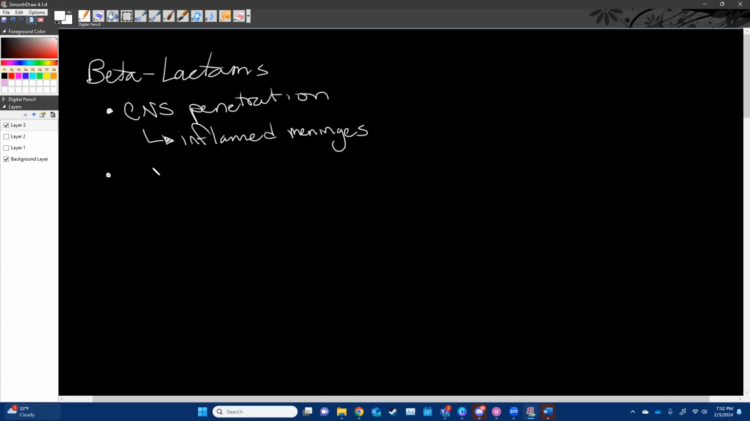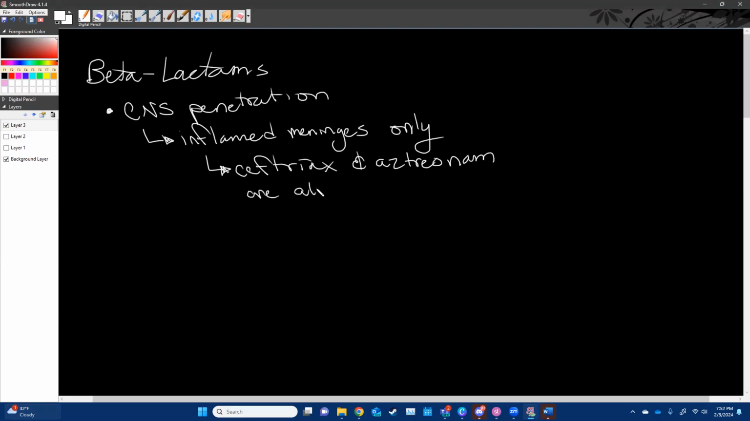The exception to this rule is that ceftriaxone and aztreonam are always good. So if you're not really sure where the infection is or what's going on, ceftriaxone is a good idea to get it into the CNS.